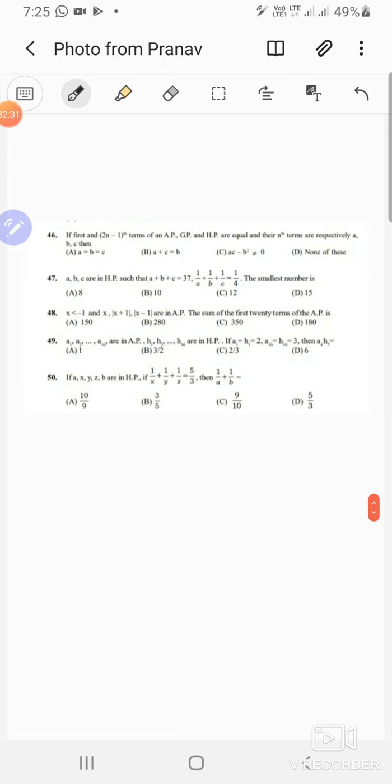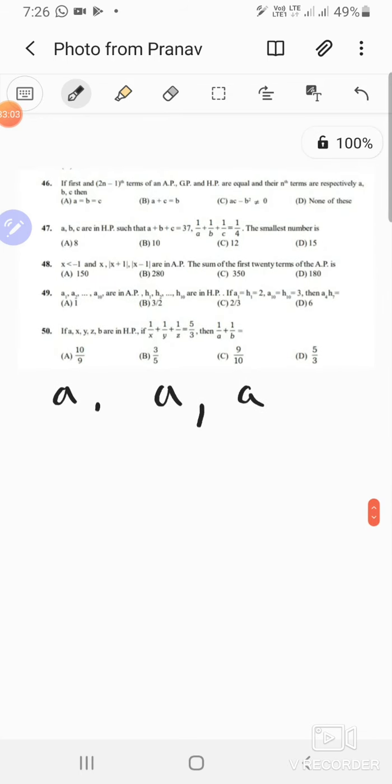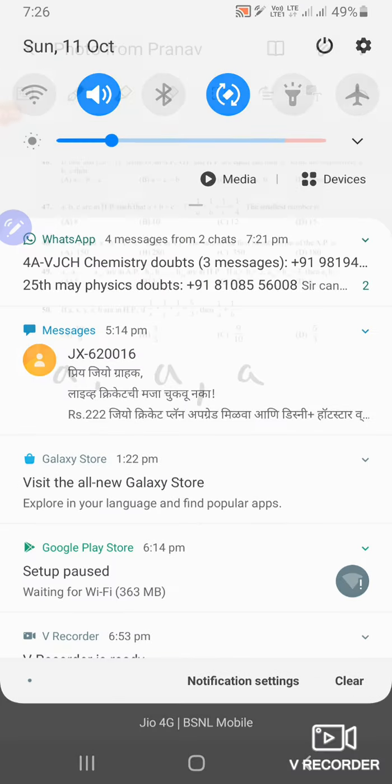If the first and (2n minus 1)th term of an AP, GP, and HP are equal, and their nth terms are respectively a, b, and c... Okay, that is weird. So the first terms are equal, so let's say the first term is A for all of them. Then the (2n minus 1)th terms of an AP, GP, and HP are equal. Okay, wait, why did the brightness go down?